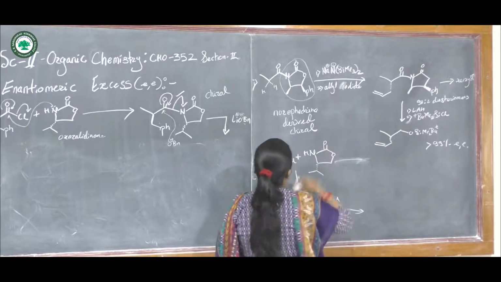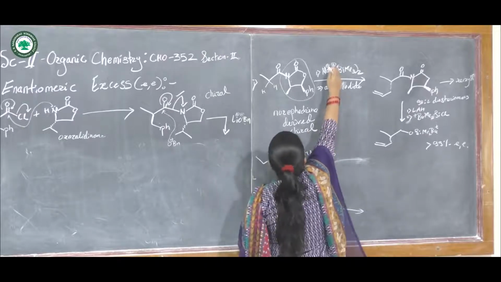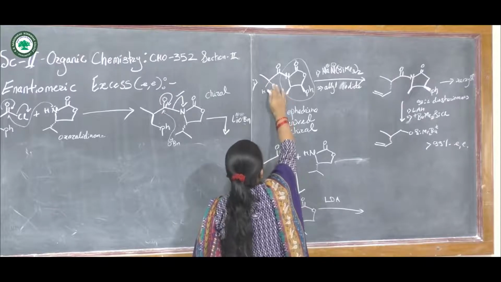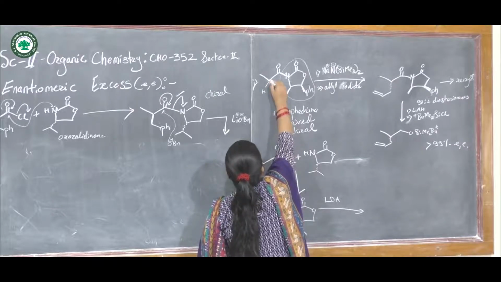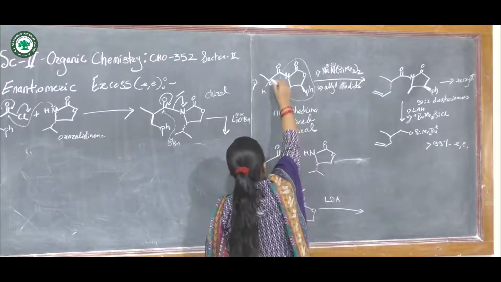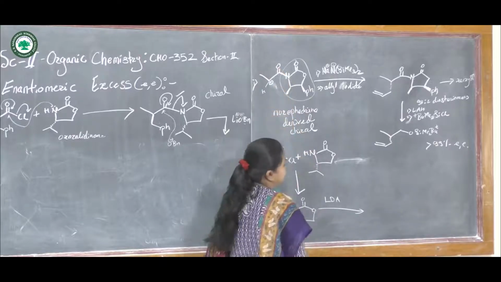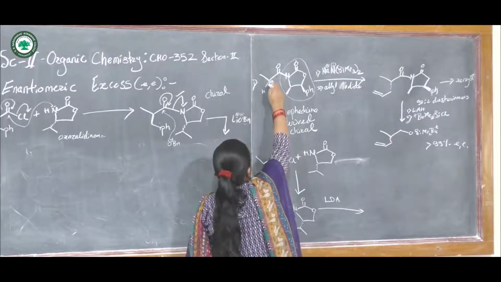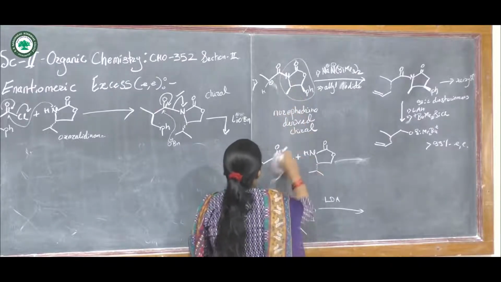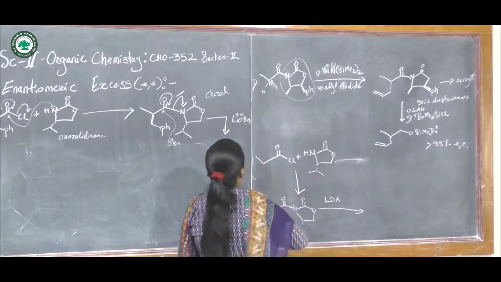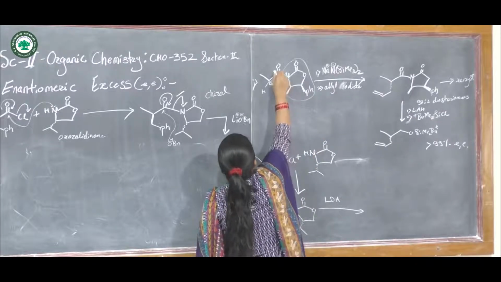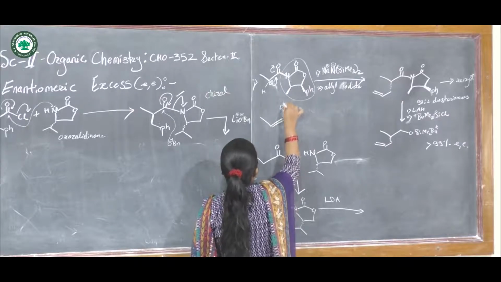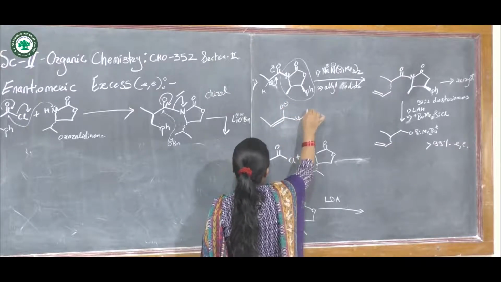So this type of base will abstract this proton present on the alpha carbon atom, thereby generating the negative charge. It is stabilized over this carbonyl group. So this negative charge, or carbanion, we can similarly write this structure as stabilized partially over this carbonyl group.